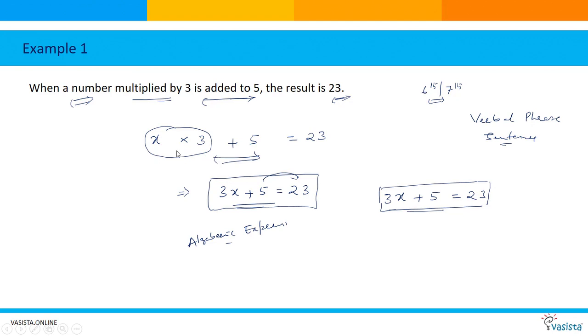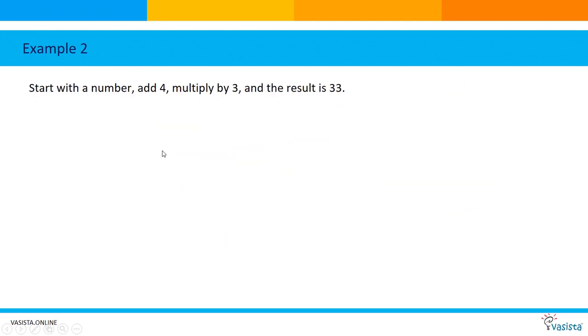This is the basic verbal phrase conversion to an algebraic statement, expression. Let us check out a second example. Start with a number, add 4, multiply by 3, the result is 33. Start with a number x, add 4, I am going to add 4 to the unknown number. Then I am going to multiply the result. I am not multiplying 4, I am going to multiply the result by 3, and the result is 33. This is the expression. Now you can simplify it.